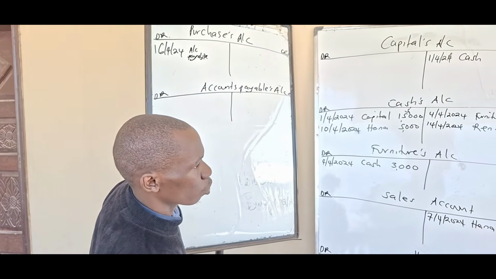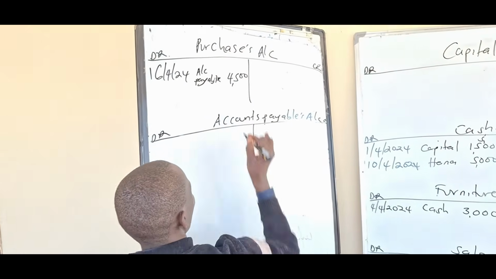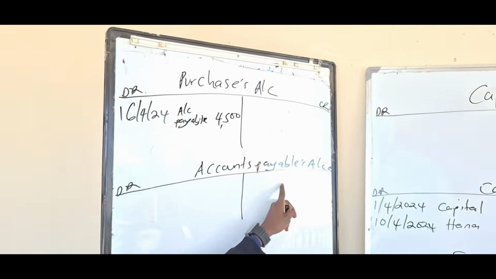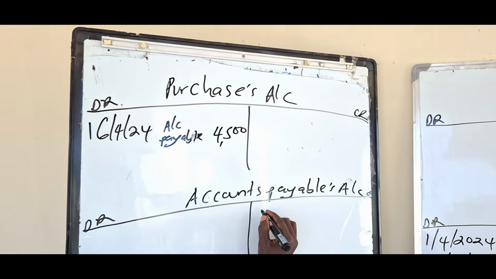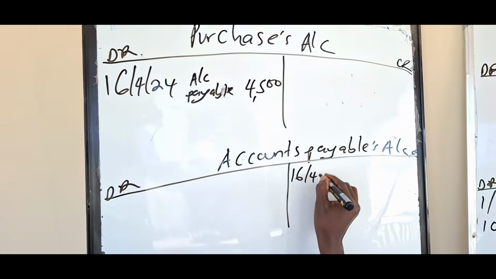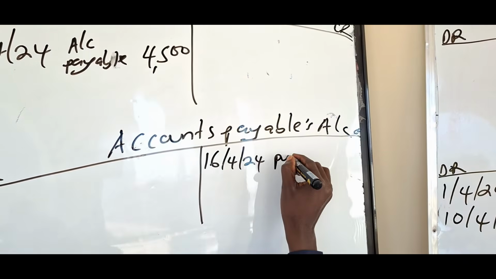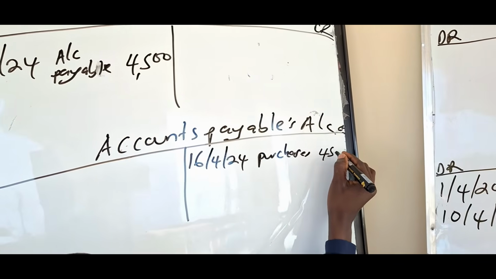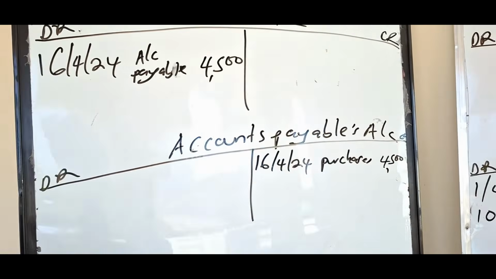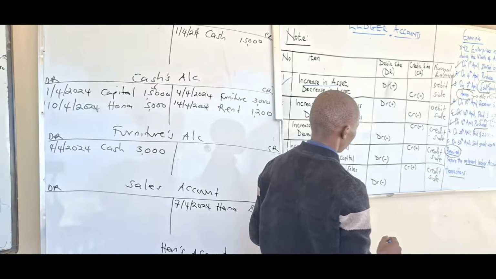I think it's not 2,000, it's 4,500. Accounts payable is also increasing. Our liability is increasing by those purchases. So we shall create here the credit entry to accounts payable. How much? 4,500. Finished. Then we can look at another entry here.